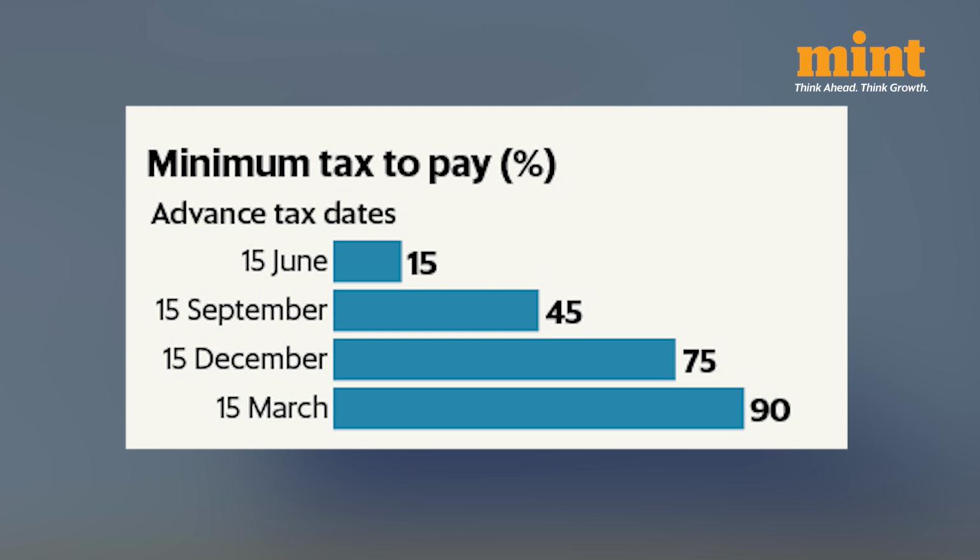So by 15 June, it's 15%. Then by 15 September, you have to pay 45%. By 15 December, you have to pay 75%. And by 15th March, you have to pay 90% of your tax liability.